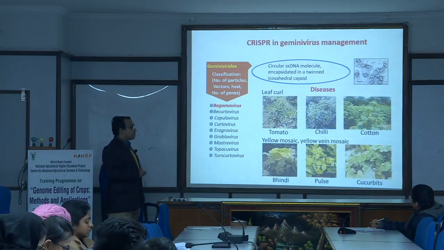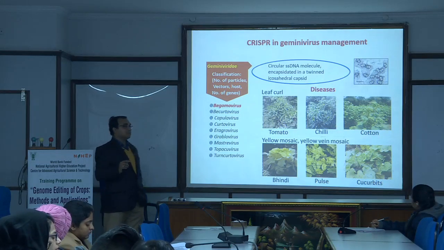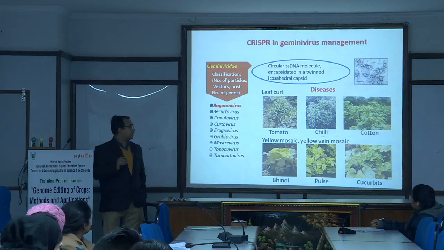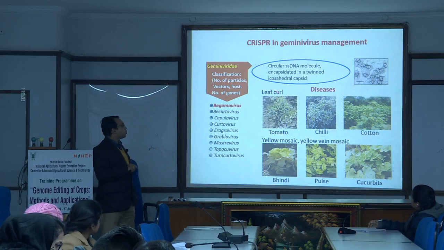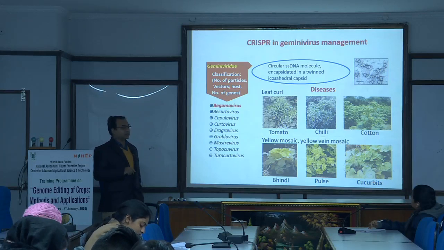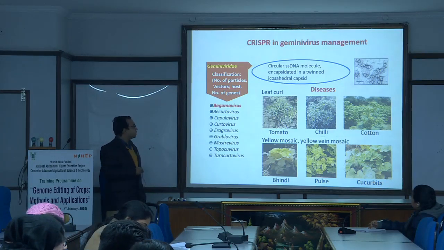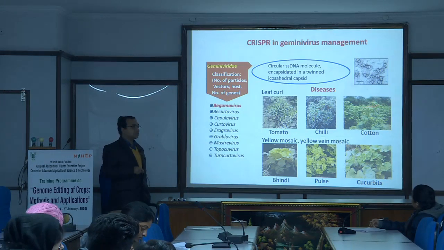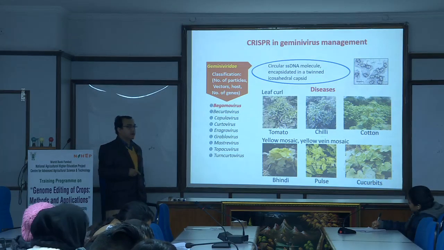Begomoviruses cause very important diseases. The diseases can be classified into 2 major symptom groups. One group is leaf curl disease. You can see this is the tomato plant, in what a pathetic condition. You cannot even imagine that a tomato leaf is there. So, tomato leaf curl, chili leaf curl, cotton leaf curl, these are very important diseases worldwide.